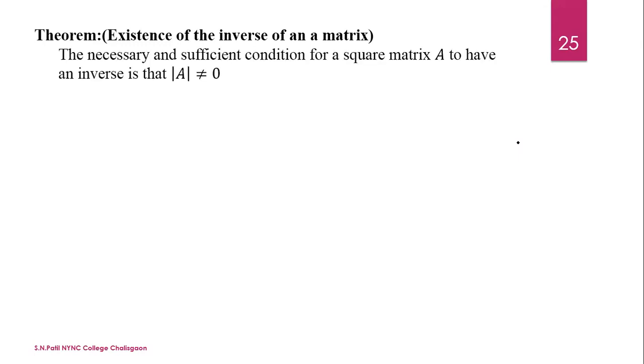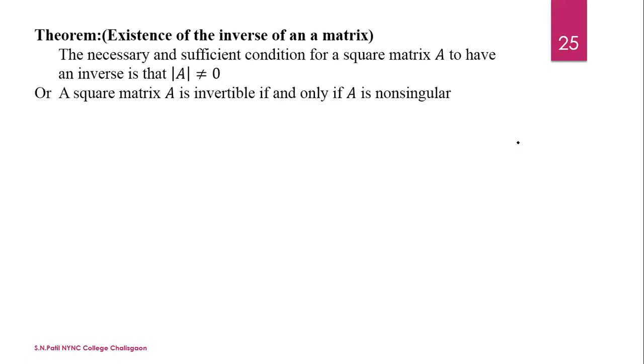Theorem on existence of the inverse of a matrix. See, what is the theorem? The necessary and sufficient condition for a square matrix capital A to have an inverse is that determinant is non-zero, or A is invertible if and only if A is a non-singular matrix. Let us prove the theorem. So this is the if and only if part.